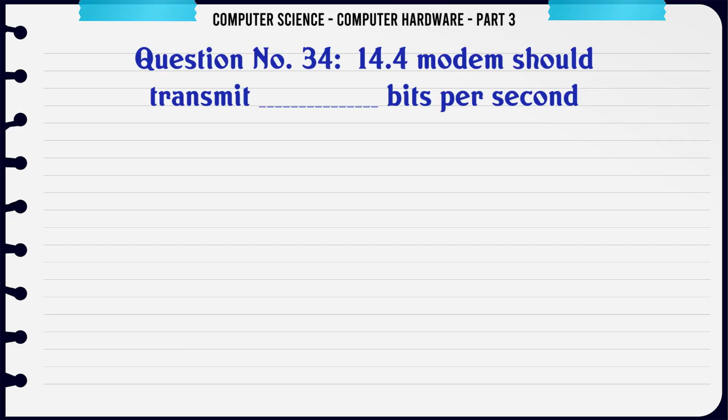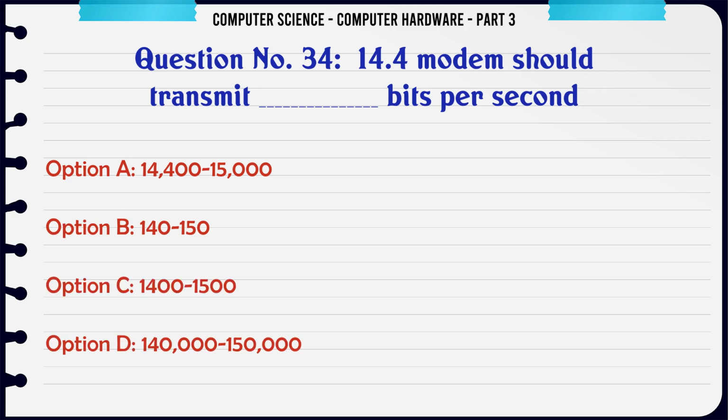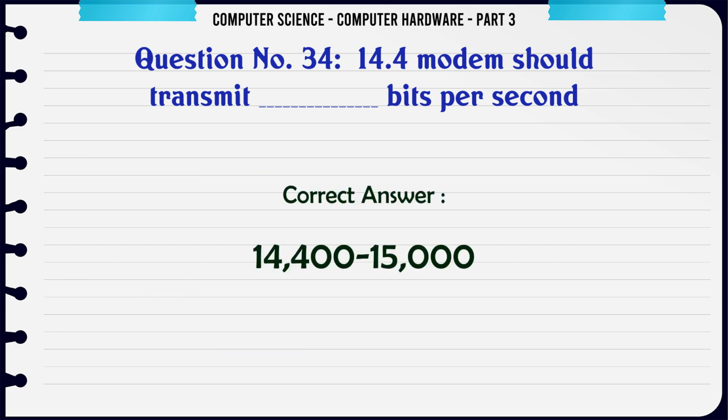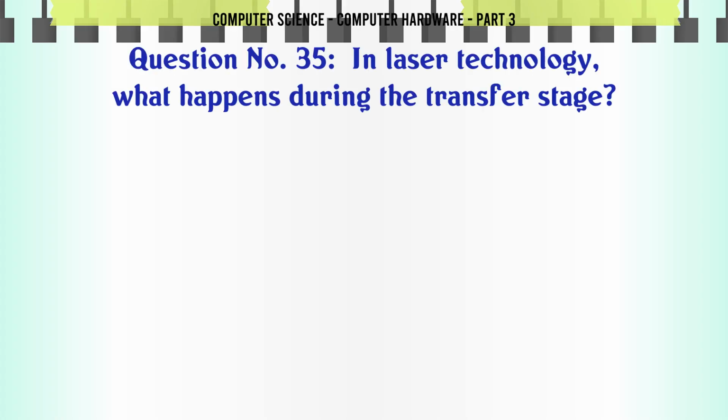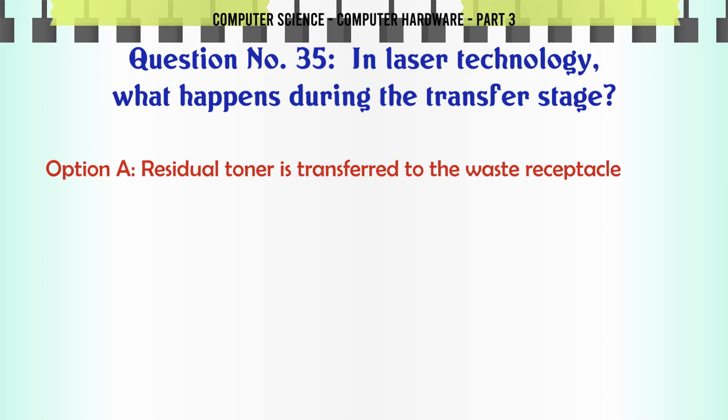A 14.4 modem should transmit bits per second. A. 14,415,000. B. 140,150. C. 1400,1500. D. 140,000,150,000. The correct answer is 14,415,000.